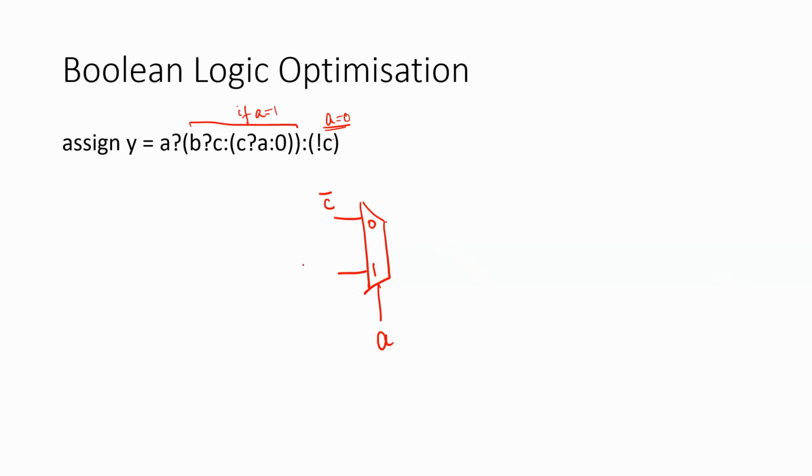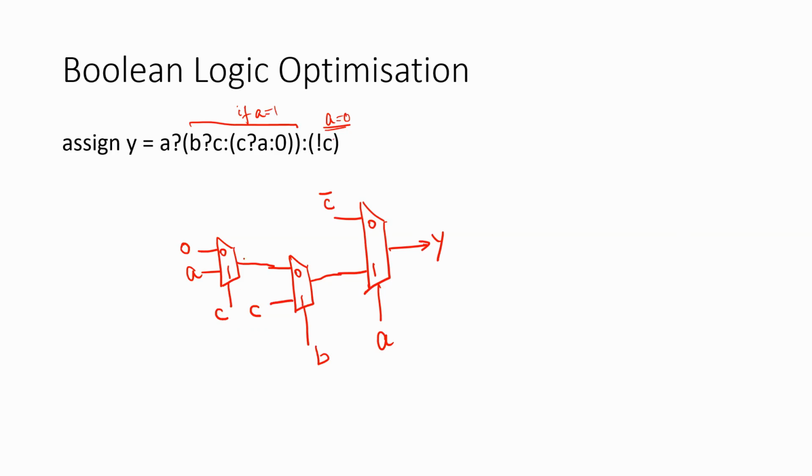Now what is this expression? It is looking at the value of B. If B is 1, it is assigning C. If B is 0, it is looking at another mux for which the select input is C, and if C is 1, it's going to pick the value of A. If C is 0, it's going to pick a value of 0. So this is the expression for Y. Now clearly this is not definitely the most optimized expression for Y, correct?